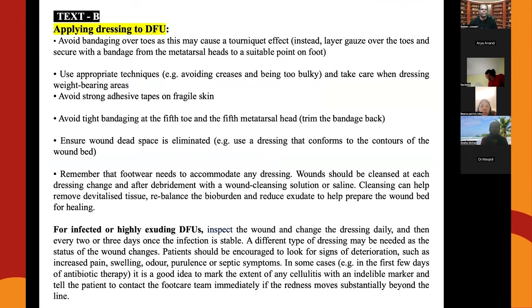Text B, dressing. What do you think is important? Subheading further. Again, heading and bullet points. Infected. Okay. So when there are bullet points, you can just glance through the main thing. Avoid bandaging over toes, something like that. Use appropriate techniques. Avoid strong adhesive tapes. What all things are to be avoided, what are to be ensured or remembered. Those things will be important.